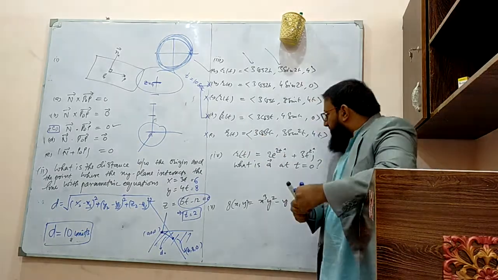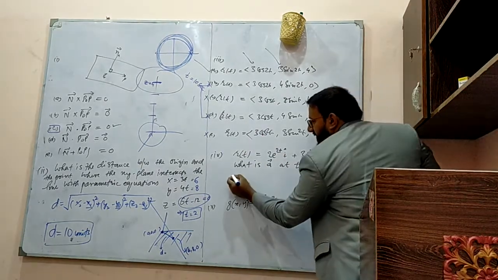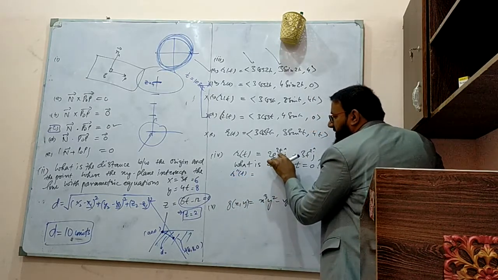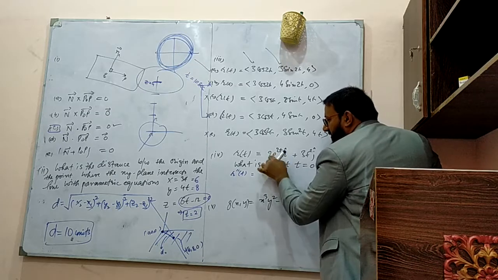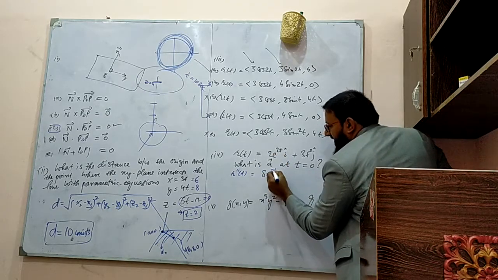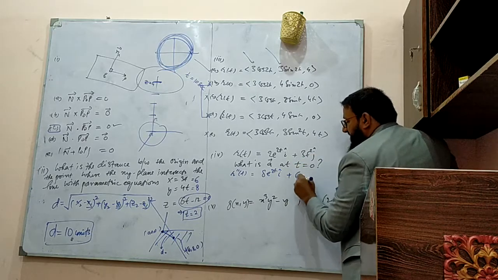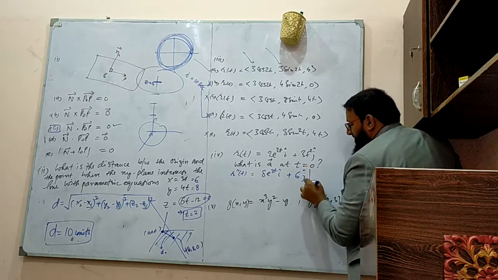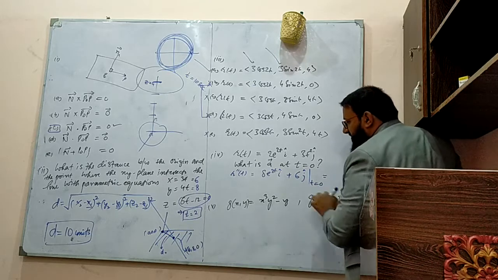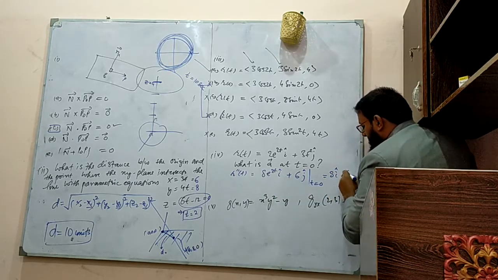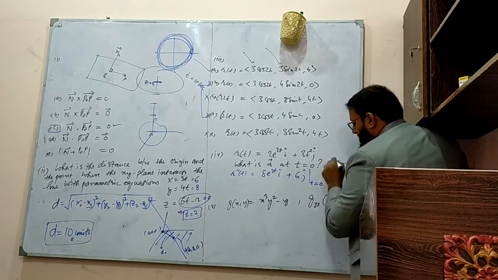Okay, so what is that going to be? r double prime of t, I am simply finding out the second derivative. So that's going to be 2 times 2, 4, 4 times 2, 8 i hat, plus 6 j hat. And at t equals 0, this becomes 8 i hat plus 6 j hat. So this is the acceleration.